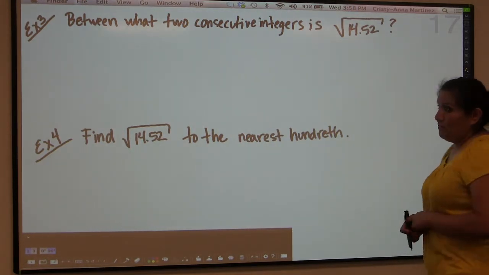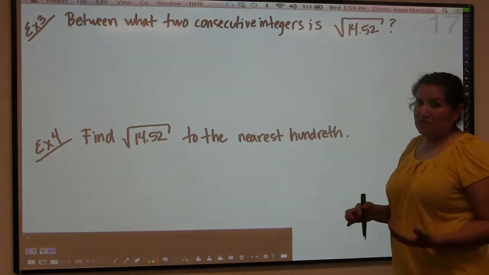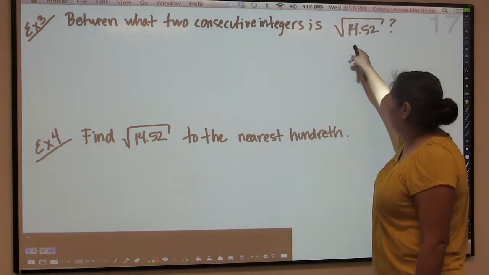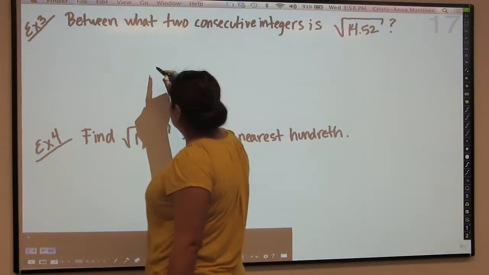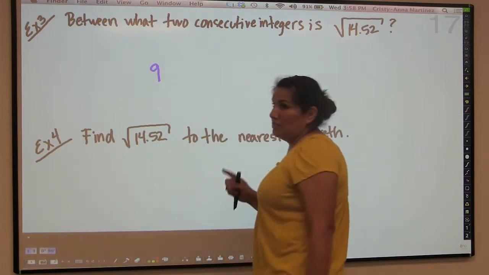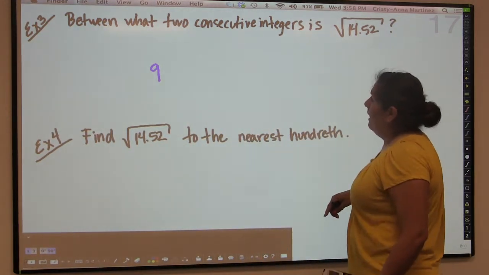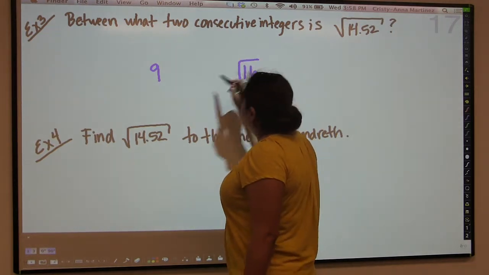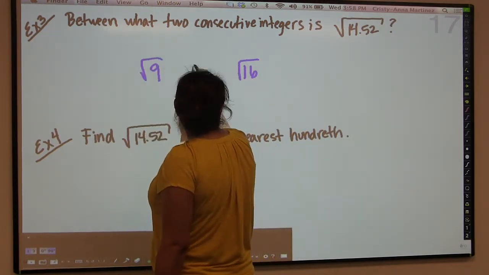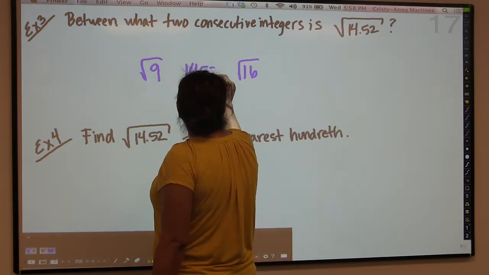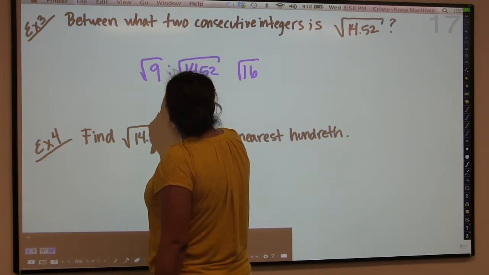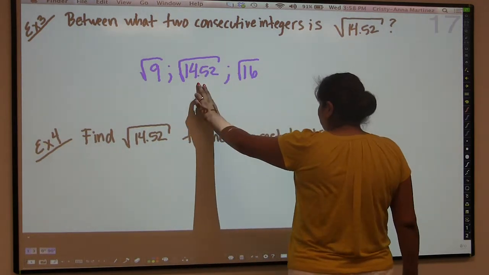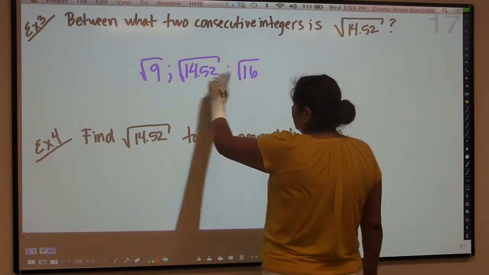And that might sound really scary, but all you really have to think about is some of the perfect squares that you're aware of. And where does 14 fall in between? For example, 9 is a perfect square because 3 squared is 9. And so is 16. And the number 14.52 is kind of sandwiched in between. In other words, 14.52 is smaller than 16, but it's bigger than 9.